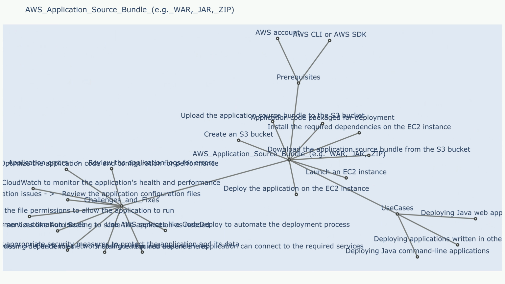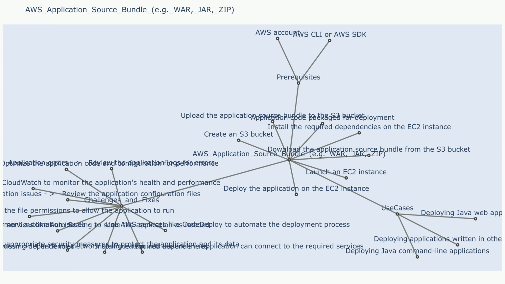Configure AWS auto-scaling to automatically add or remove EC2 instances based on load, ensuring your application can handle varying traffic levels. Monitoring issues. Use AWS services like CloudWatch to monitor the application's health and performance. Set up CloudWatch alarms to notify you of any critical issues with your application's health or performance.